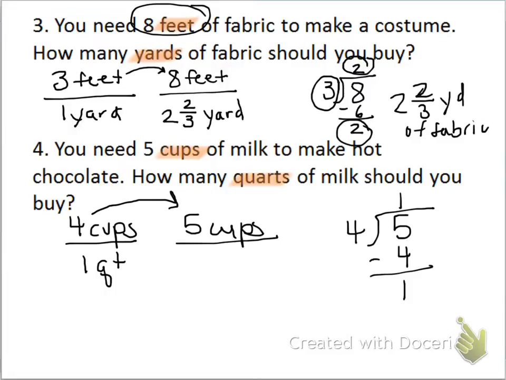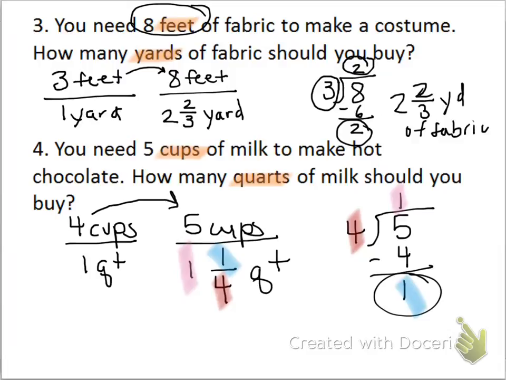To write this as a fraction, I'm going to use colors to help you see. The 1 becomes my whole number here. The denominator will be my divisor, which is the 4. And my numerator, the number left over, my remainder, becomes my numerator, which is the 1. So that means that there are 1 1/4 quarts in 5 cups of milk.